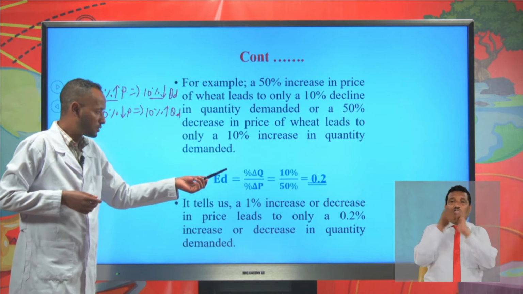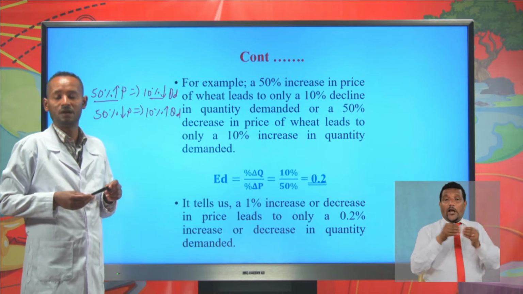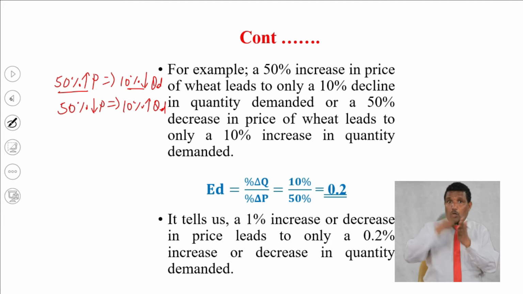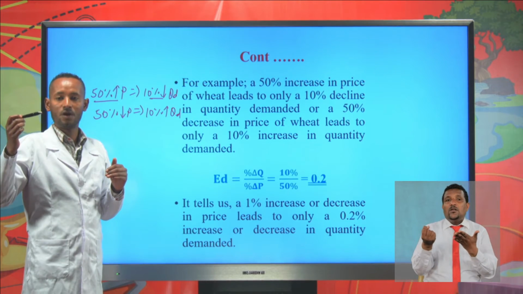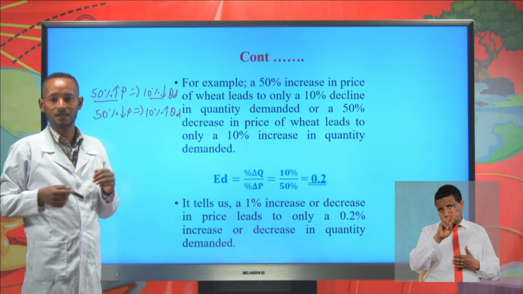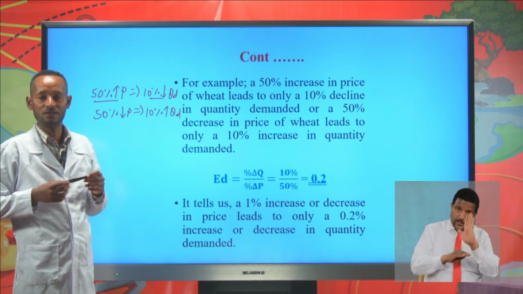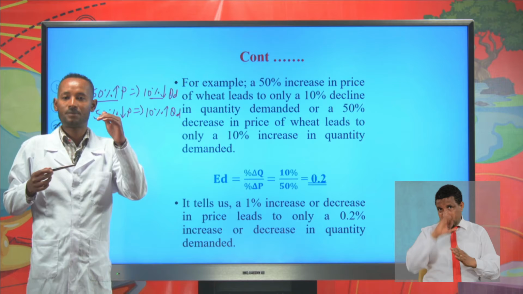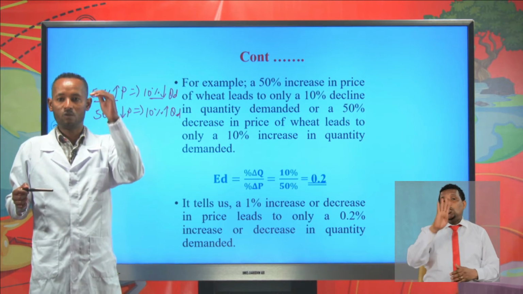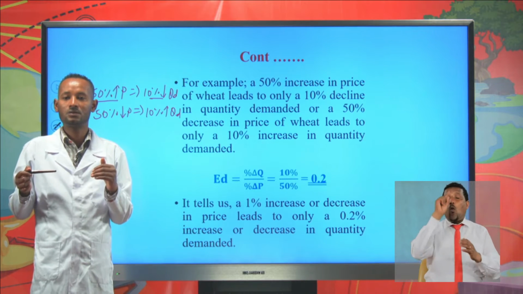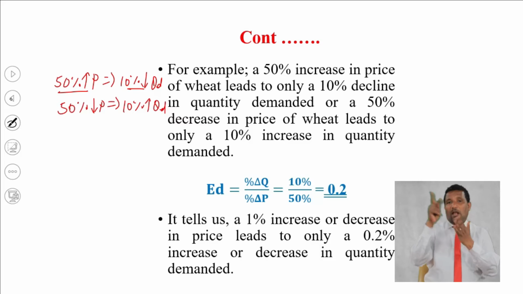This 0.2 price elasticity of demand value refers to a 1% increase or decrease in price of a commodity leading to a 0.2% increase or decrease in quantity demanded. That means a 1% increase in price decreases quantity demanded by 0.2%, and a 1% decrement in price leads to a 0.2% increase in quantity demanded.